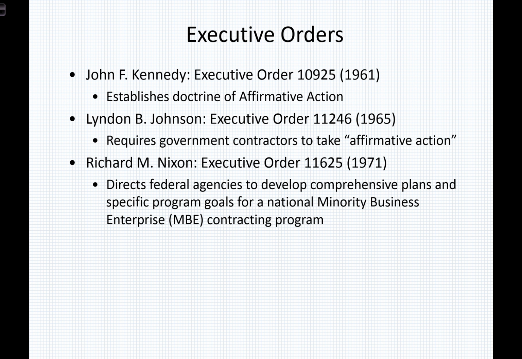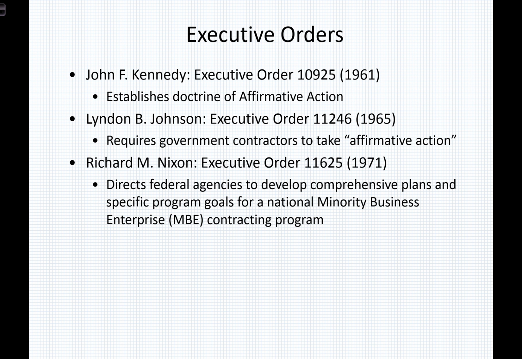Well, President Kennedy, in Executive Order 10925 in 1961, established the doctrine of affirmative action, which went on to be a major element within discrimination or anti-discrimination regulations in the United States. The doctrine of affirmative action sets the stage for attempting to treat classes of individuals differently in order to, quote, right the wrongs of prior generations. And in this case, this was specifically focused on trying to bring the treatment and employment and compensation of black Americans up to par with that of white Americans.